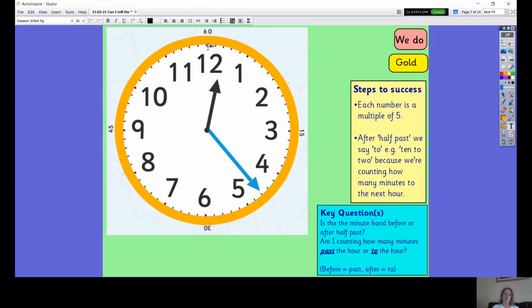I'm going to work out where that is now. So I'm going to start on 12, and I'm going to do 5, 10, 15, 20, and now I'm going to have to start counting in ones: 21, 22, 23. So it is 23 minutes past 12. Okay, so give yourself a big pat on the back if you got that right.